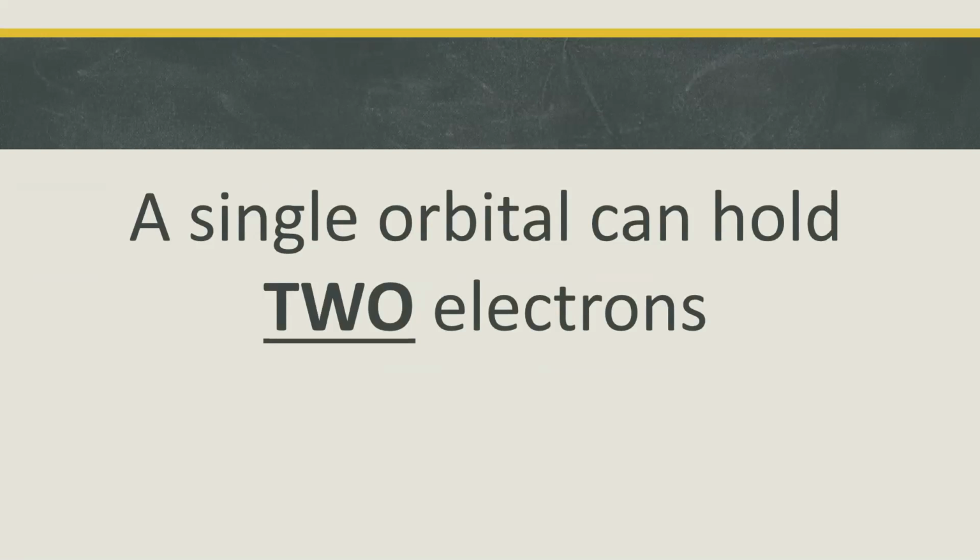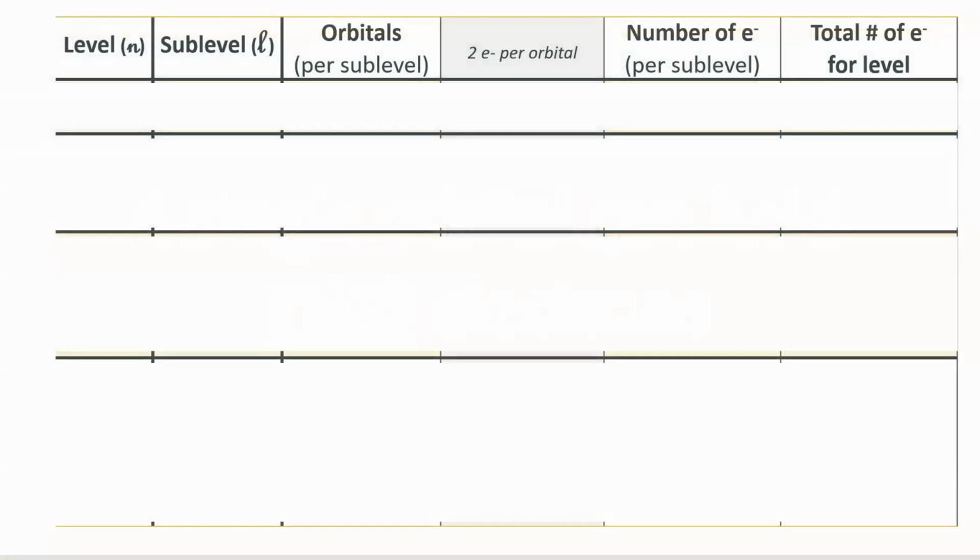So, before we move on to the last quantum number, we have to think about what the magnetic quantum number means for actual electron holding. A single orbital can hold 2 electrons. Now we have to fill in this chart. Level 1 has 1 sublevel, S. S has 1 orbital. This is the principal quantum number, the angular momentum quantum number, and the magnetic quantum number. So level 1 has 1 sublevel S, and S has 1 orientation or orbital option.